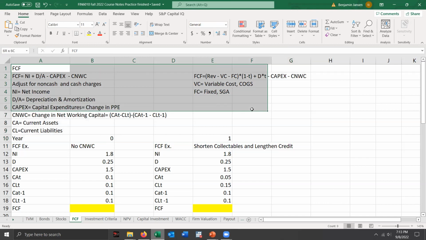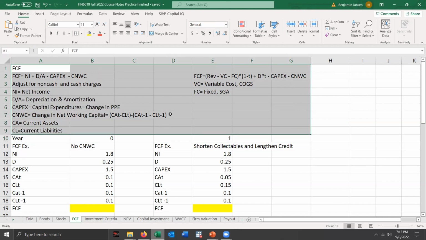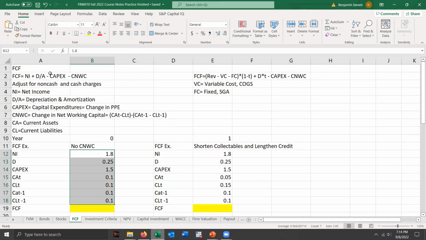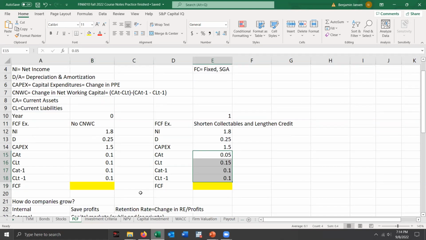I have all the formulas up here as a reference to use. So what we're looking at down here is calculating the free cash flow based on just the information that we're given, right? So we're going to be using the bottom-up approach. We have net income, we have depreciation, capital expenditures, and then we're going to look at net working capital and what a slight change to net working capital can do to flow.